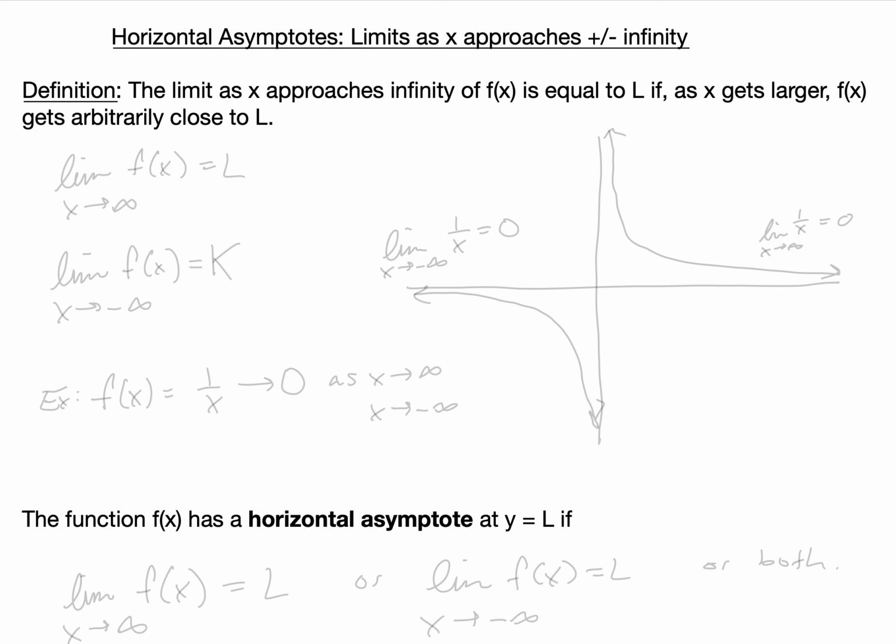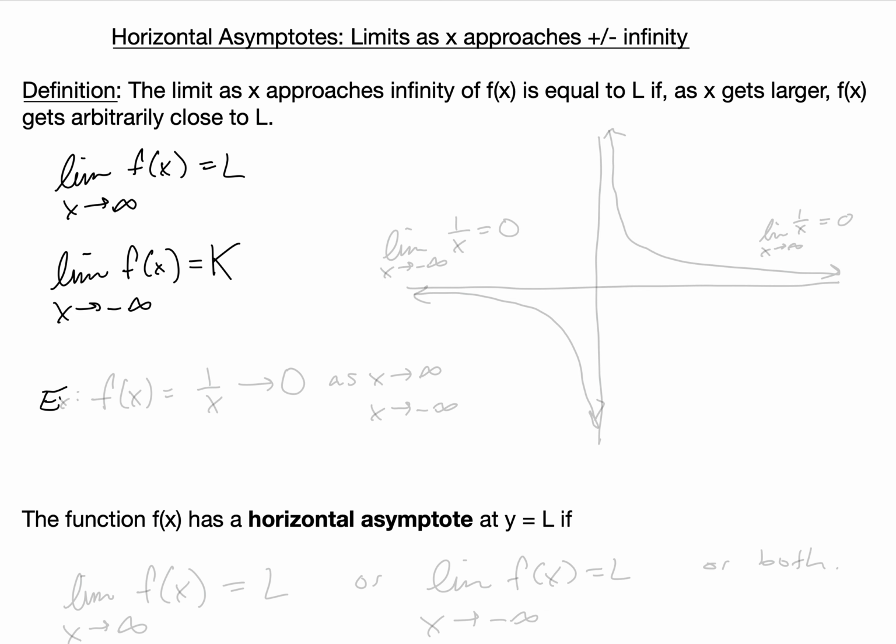So the definition is that the limit as x approaches infinity of f of x is equal to L if, as x gets larger, f of x gets arbitrarily close to L. So we would write that as the limit as x approaches infinity, as x gets large, of f of x is equal to L. Similarly, we could define the limit as x approaches negative infinity of f of x, and that could be equal to the same value L, or it could be equal to some different value k.